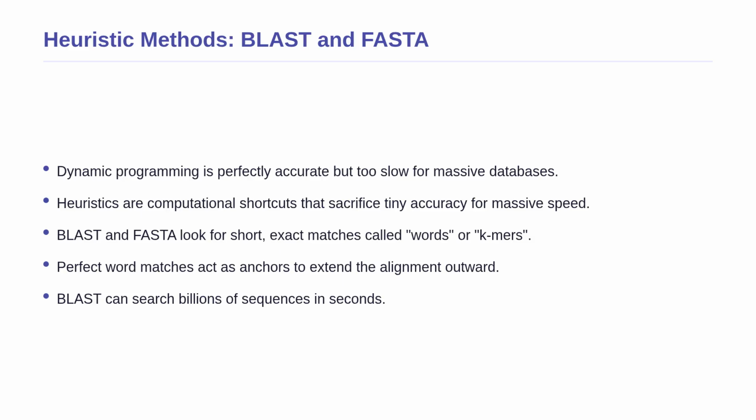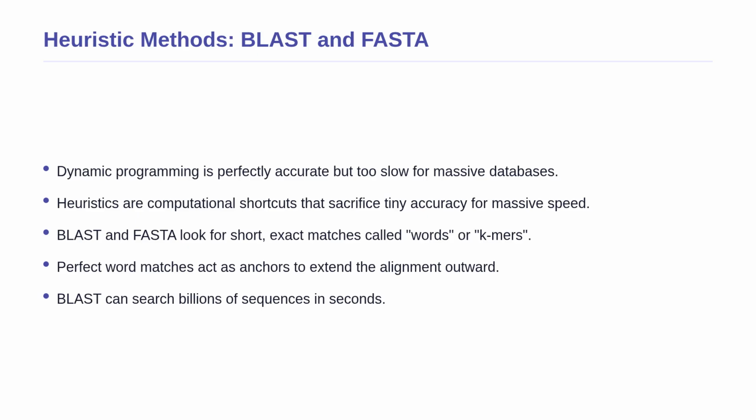Dynamic programming guarantees the mathematically perfect alignment, but it has a major flaw. It is too slow. Today, biological databases contain billions of sequences. Running Smith-Waterman against an entire database would take months on a supercomputer. This is why we use heuristic methods like BLAST and FASTA. Think of a heuristic as a computational shortcut. It sacrifices a tiny bit of mathematical accuracy for a massive, exponential increase in speed.